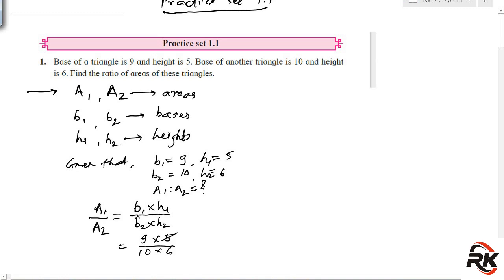सिम्प्लिफाय करूया. 5 ने 10 ला डिवाइड करा 2, 9 आणि 6 ला 3 ने डिवाइड करा 2, 3, means is equal to 3 upon 4, means the A1 is to A2, this ratio is equal to 3 is to 4, means final answer is the ratio of areas of these given two triangles is 3 is to 4. Now second question.